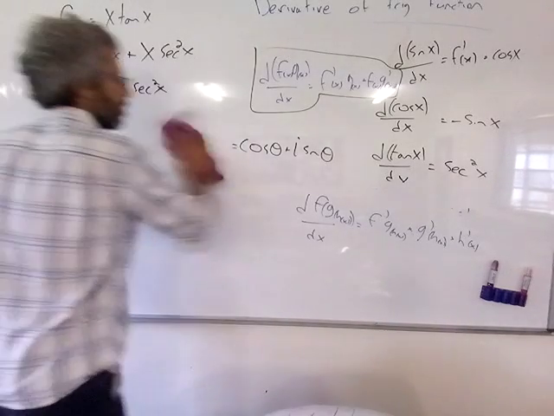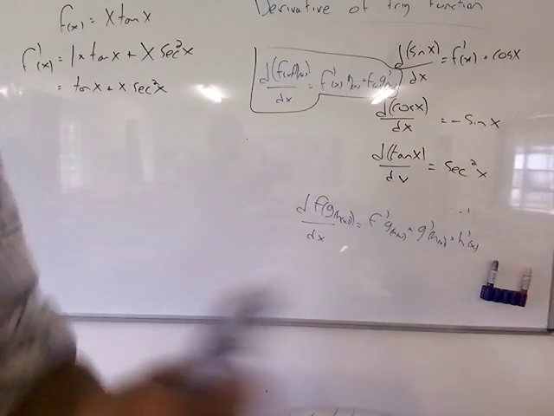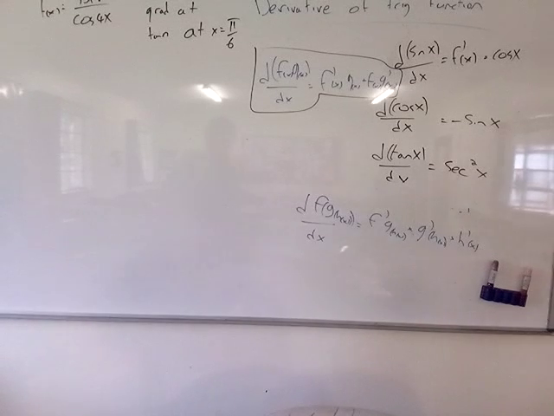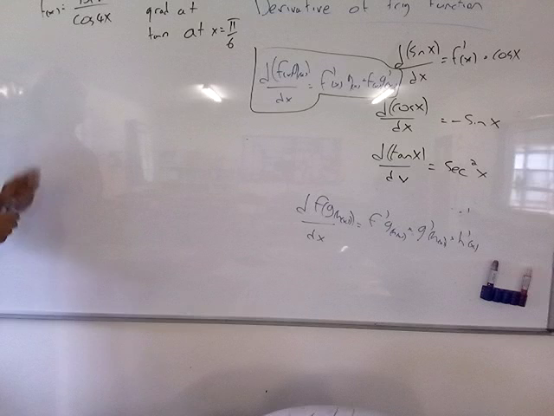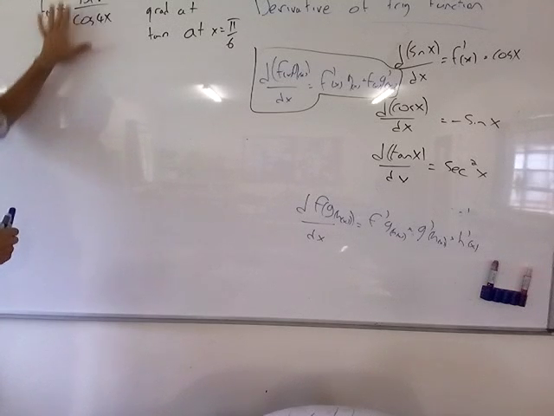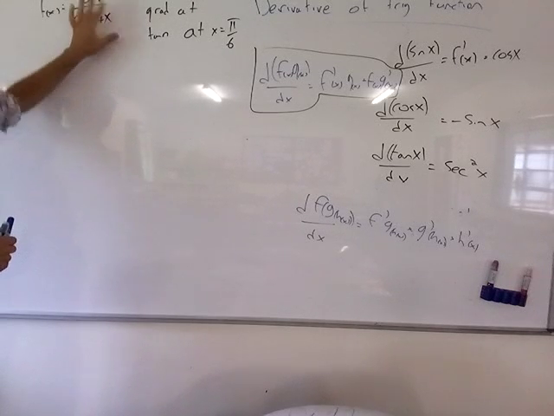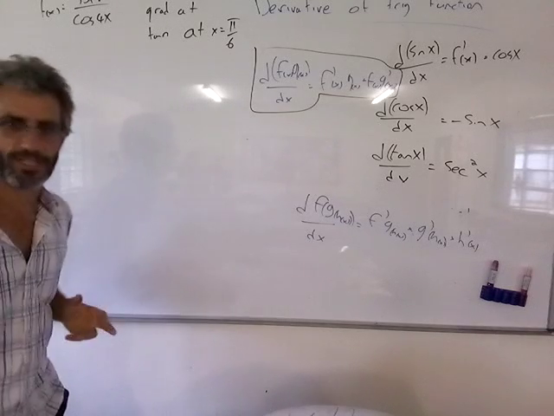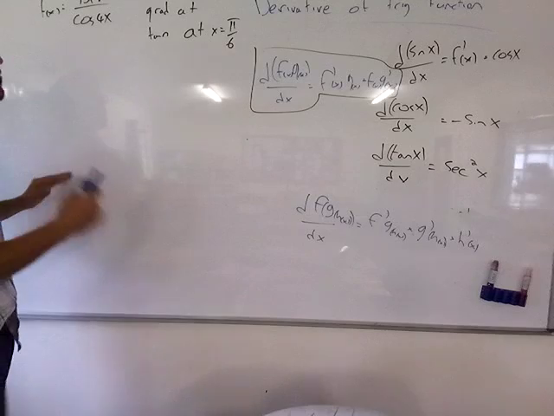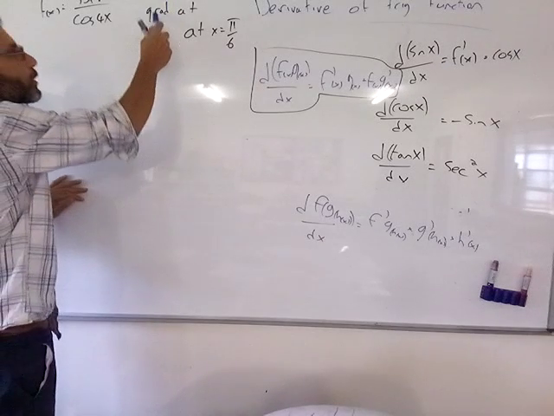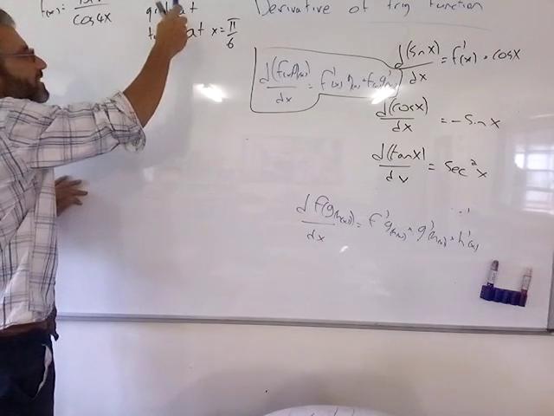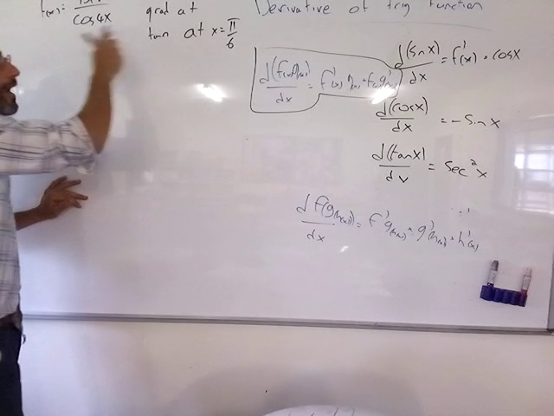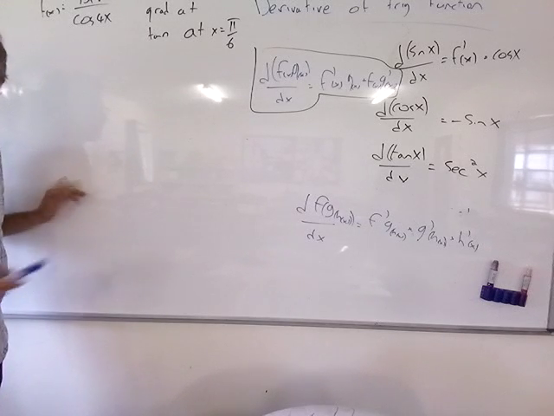Let's pause here and write one more last example. The last example looks complicated. It's a little bit long, but it's not complicated. They give us a function, sine 2x over 4x. And instead of asking us to find the derivative, the wording could be a bit confusing in the beginning. They're asking us to find the gradient of the tangent to this curve at x equals pi over 6.